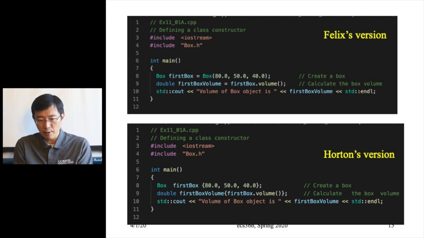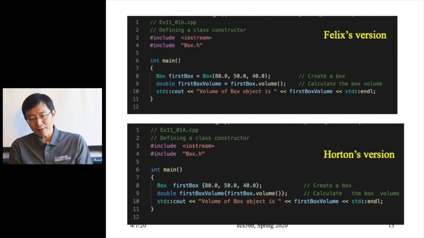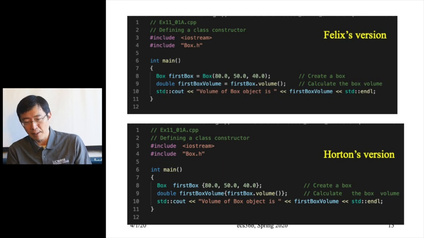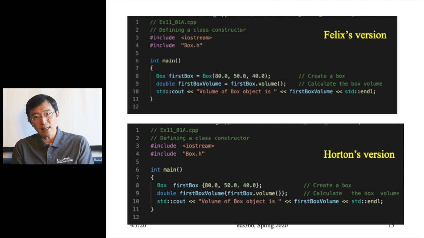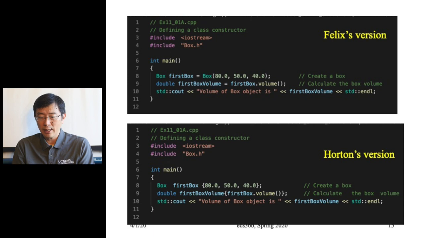Please be careful. Sometimes you might get confused about the class name Box and the constructor name Box, because they are both called Box. That constructor takes three parameters, and that will initialize. So when I call that first line, I not only create the object, but I also call the Box constructor. That's the traditional way of doing that in C++.